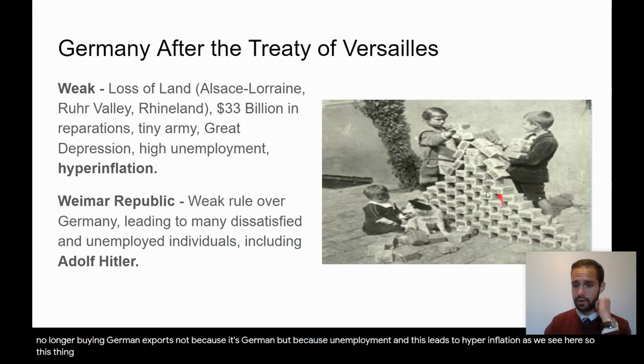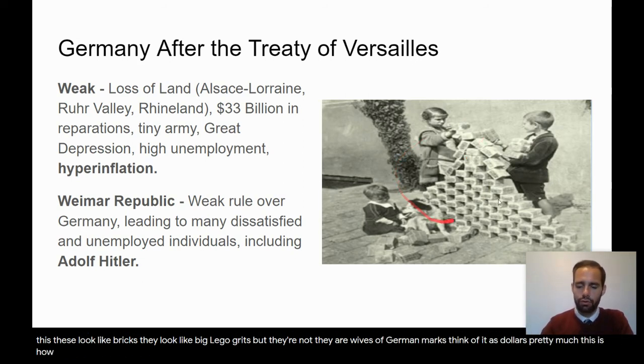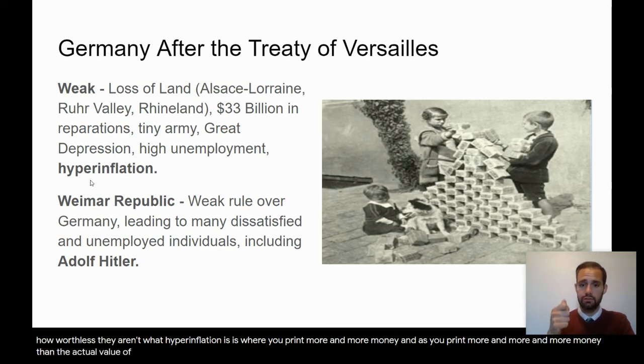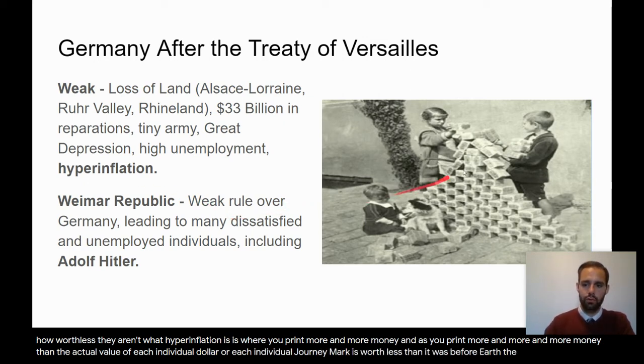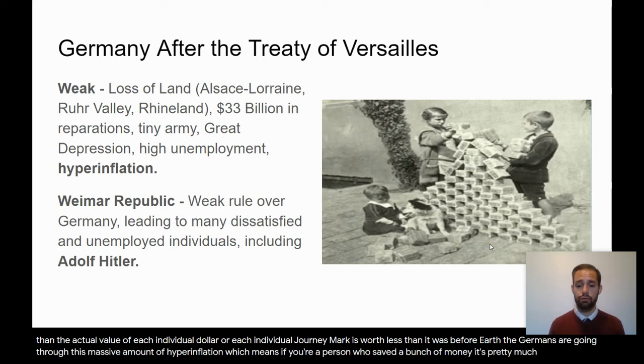So these look like bricks. They look like big Lego bricks, but they're not. They are wads of German marks. Think of it as dollars, pretty much. This is how worthless they are. Hyperinflation is where you print more and more money, and as you print more and more money, the actual value of each individual dollar or each individual German mark is worth less than it was before. The Germans are going through this massive amount of hyperinflation, which means if you're a person who saved a bunch of money, it's pretty much worthless at this point.